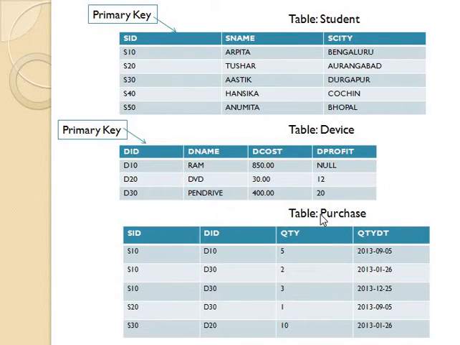But the table purchase does not have any primary key column, as the first two columns SID and DID have duplicate entries. You can see clearly here the entry S10 for the column SID is getting repeated thrice, and again here the entry D30 for the column DID is getting repeated thrice. So this table purchase does not have any primary key column. Now based on these three tables, that is student, device and purchase, I shall show you some SQL queries from the next slide.